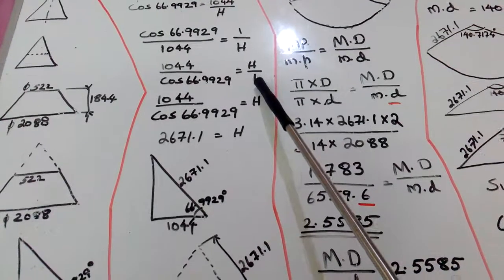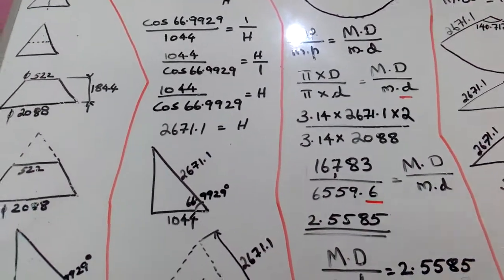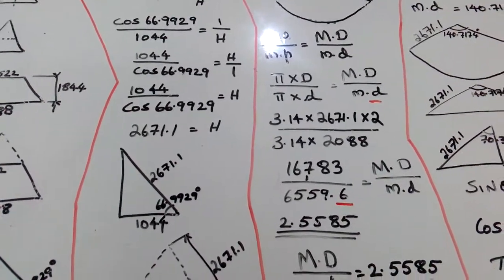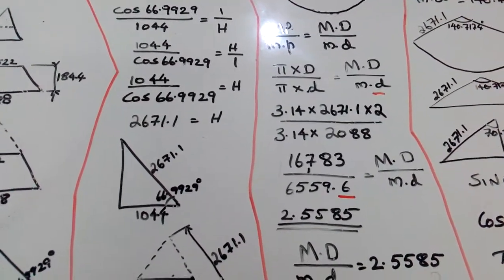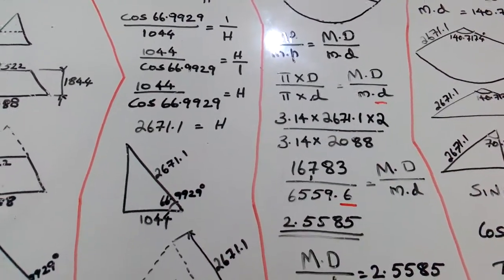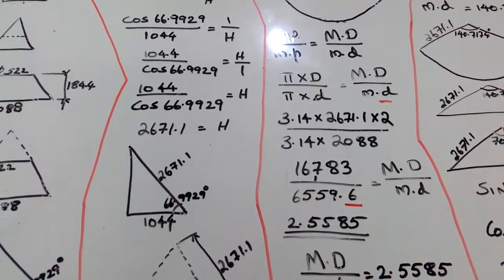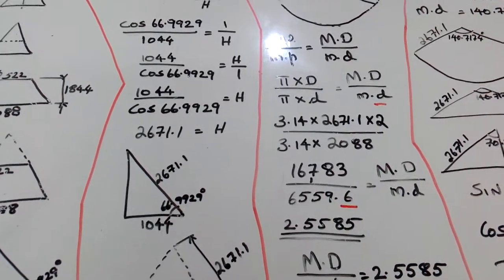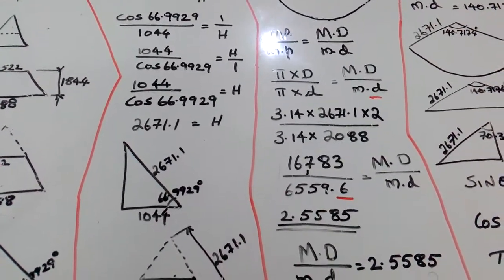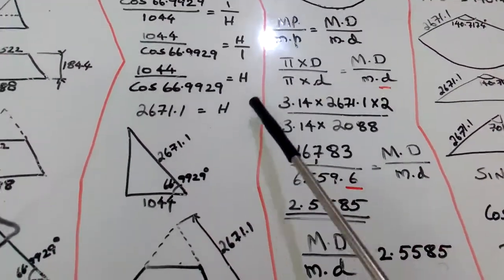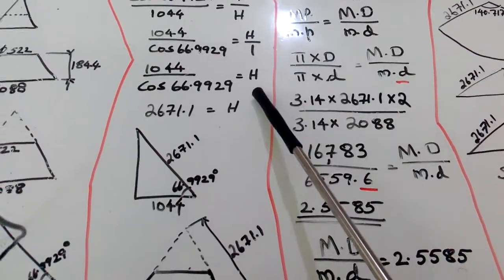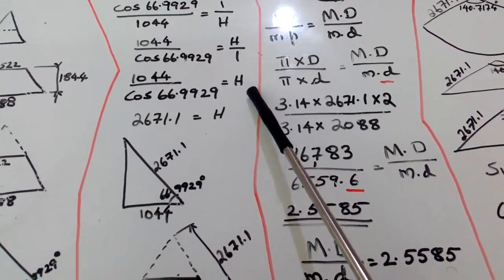H by 1 is h, everybody knows. If we divide one measurement with 1, it will be the same measurement. If we divide 10 with 1, 10 by 1 will be always 10. If we divide 20 with 1, always it will be 20. If we divide h with 1, h by 1 will be h. So I have written here h. Instead of h by 1, we can write h. So we got h. What is h?